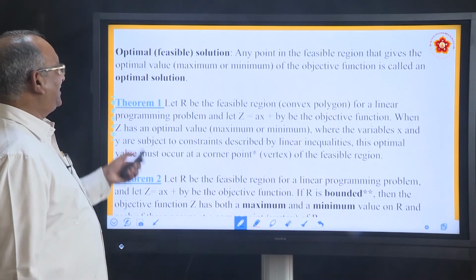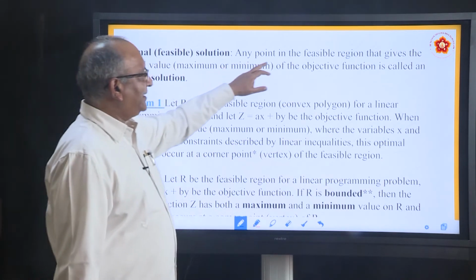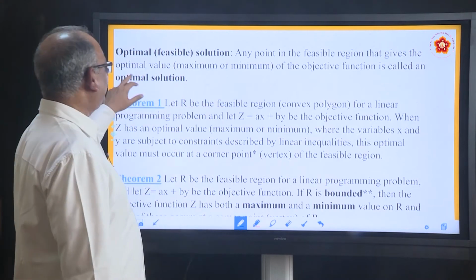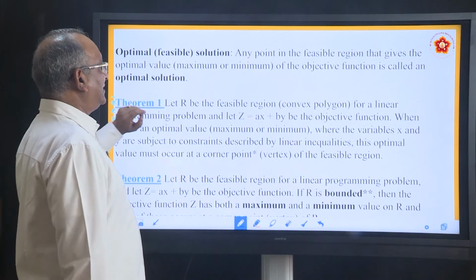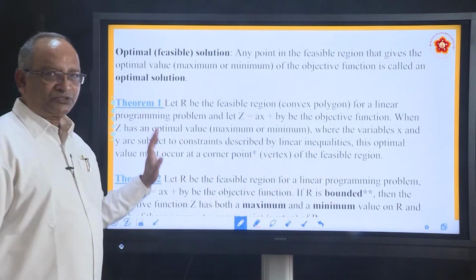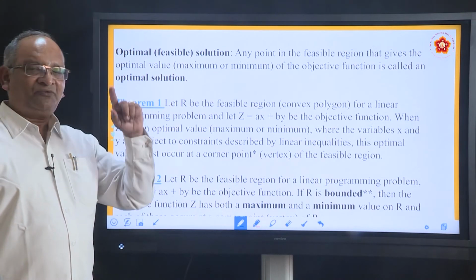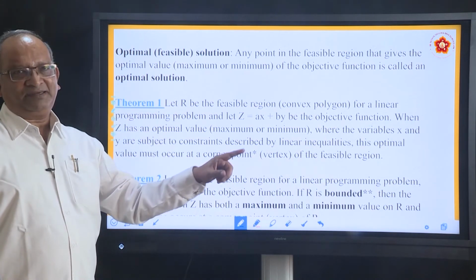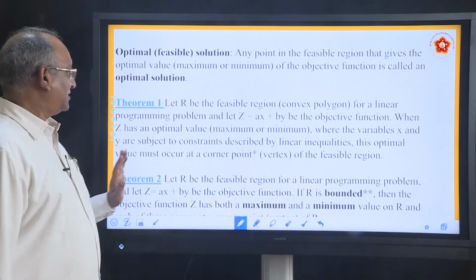That is what he is explaining now. Optimal solution. Any point in the feasible region that gives the optimal value, maximum or minimum of the objective function, is called an optimal solution. Find out the corner points, and with the help of that find out Z. Whichever is giving you maximum or minimum, that is the solution.